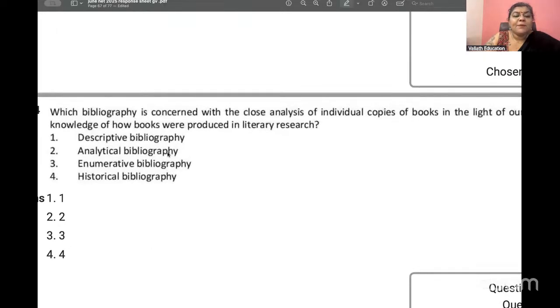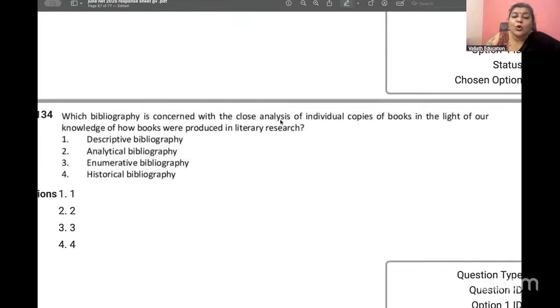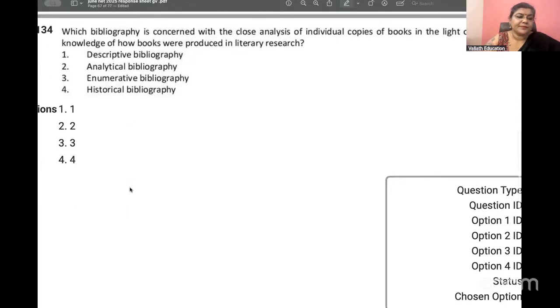Okay. Which bibliography is concerned with the close analysis of individual copies of books? Close analysis of individual copies in the light of our own knowledge. I know something and I'm analyzing books. I know something, analyzing. What is that? Is it descriptive, analytical? Obviously analytical. Enumerative, historical. It is analytical.